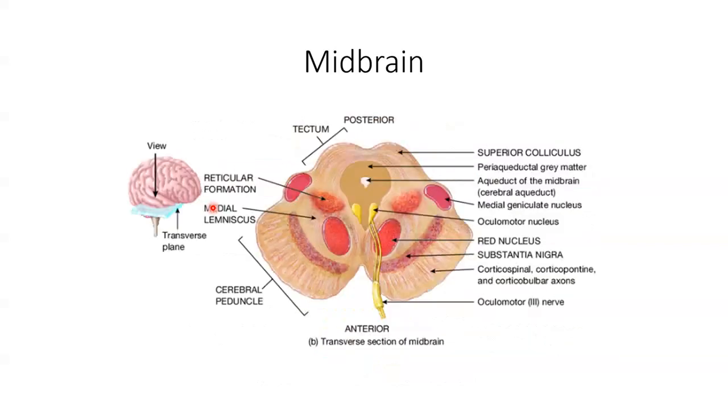Now, just to show you a different angle of the midbrain, because it is a bit of a hard structure to visualize sometimes, here is the anterior side with our cerebral peduncles. And then here is our posterior side with our tectum, which has our superior colliculi, and then underneath that, our inferior colliculi.